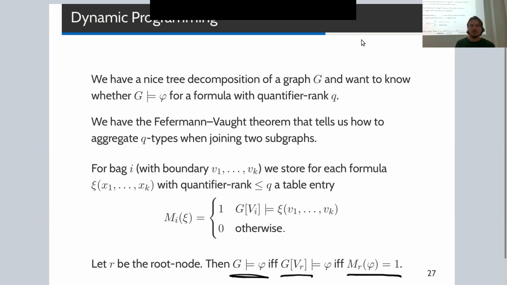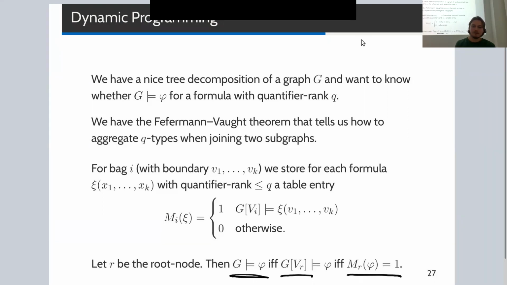If we have a nice tree decomposition, then the bag at the root contains no vertices. So all the formulas xi are actually sentences, because they also contain no variables. So we can just check whether the formula evaluates to 1 by checking the entry.